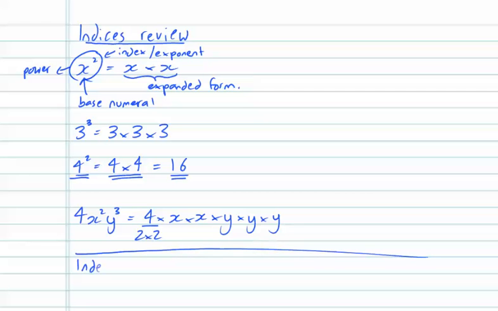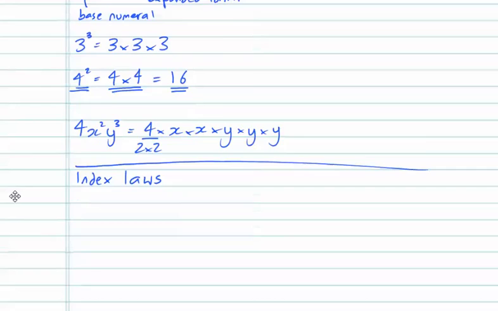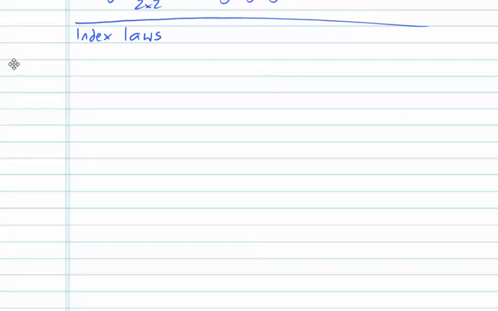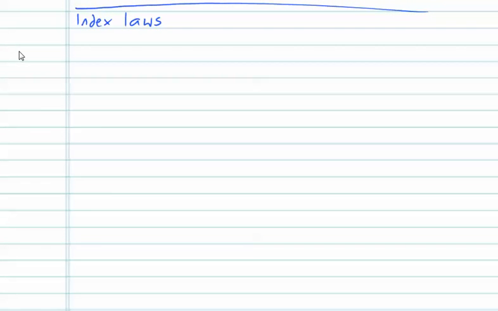The index laws. The index laws are used when we're performing operations with powers, and they're used as shortcuts. Instead of expanding to find the answer, they're a shortcut. Index law 1, for example, is when we are multiplying two powers with the same base numeral.